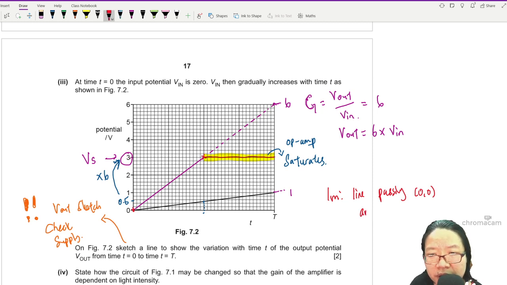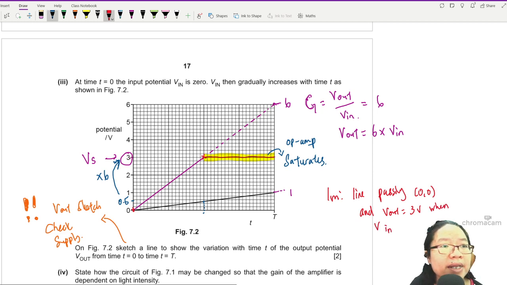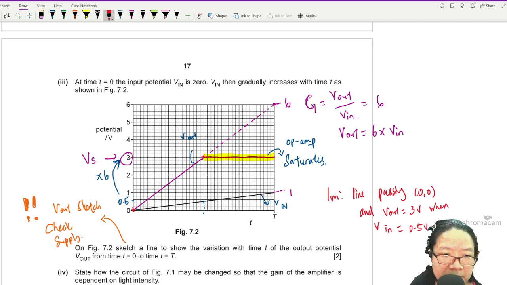Passing 0, 0 and V out is 3 volt when V in, which is this black line here, is 0.5 volt. This purple line here is V out. So basically passing these two coordinates. You don't plot, no need to plot, just draw a line.